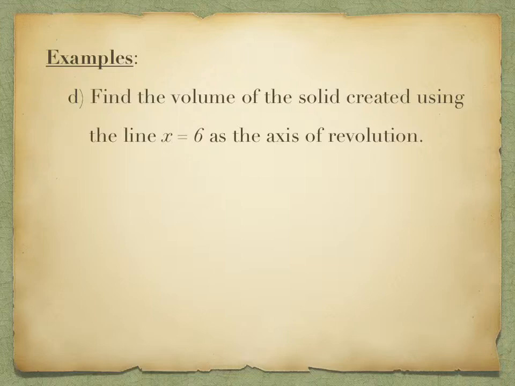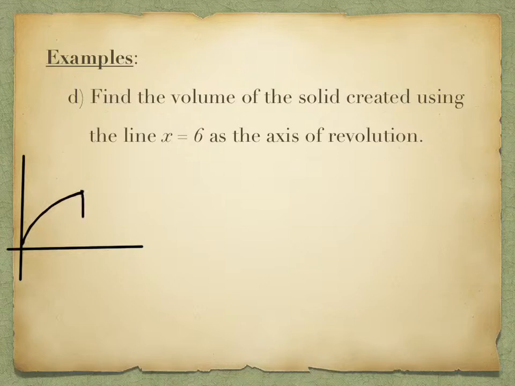All right. There we go. So we have our same original image that we had before, from 0 to 3 and 0 to square root 3. And here's my picture. But the difference is, of course, we said that our axis of rotation is out here at x equals 6.